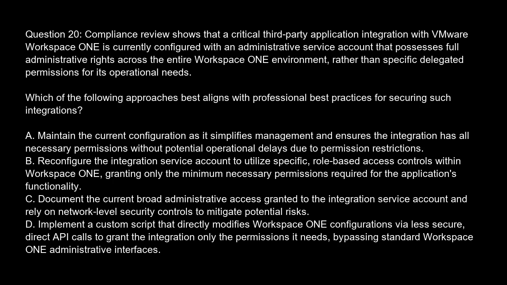Option B. Reconfigure the integration service account to utilize specific, role-based access controls within Workspace ONE, granting only the minimum necessary permissions required for the application's functionality. Option C. Document the current broad administrative access granted to the integration service account and rely on network-level security controls to mitigate potential risks. Option D. Implement a custom script that directly modifies Workspace ONE configurations via less secure, direct API calls to grant the integration only the permissions it needs, bypassing standard Workspace ONE administrative interfaces.